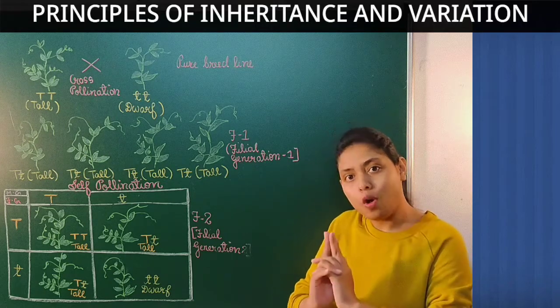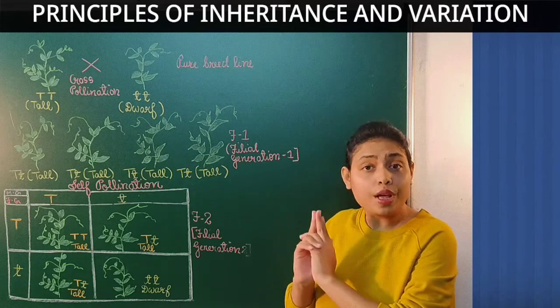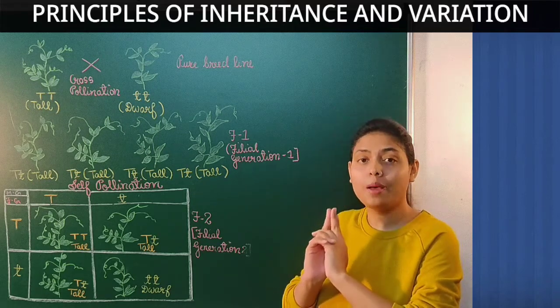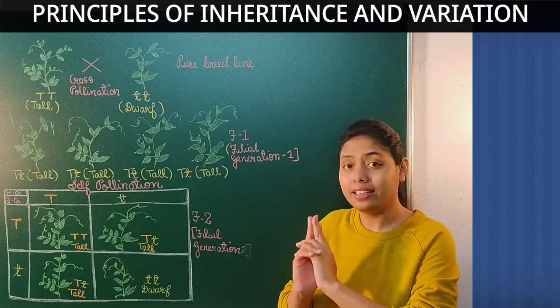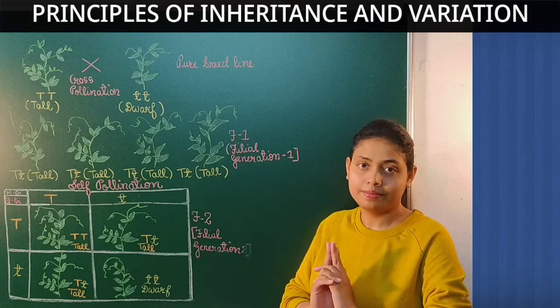Capital T and small t is the correct way to write the genotype expression. In a heterozygous allele, always remember to write the dominant allele first and the recessive allele after it.